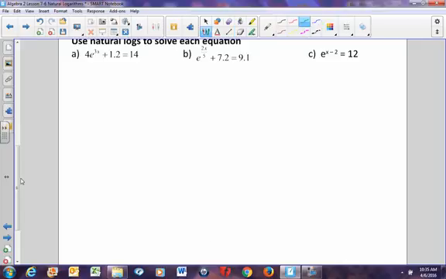All right, for e to the 3x plus 1.2 equals 14. We're going to do the same basic property here. I'm going to subtract 1.2 first. So I'm going to have 4e to the 3x equals 12.8. Now I'm going to divide by 4. So e to the 3x is going to equal 3.2.